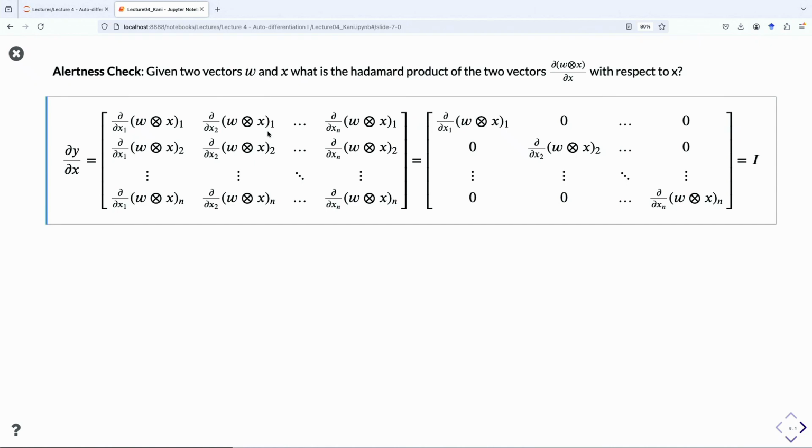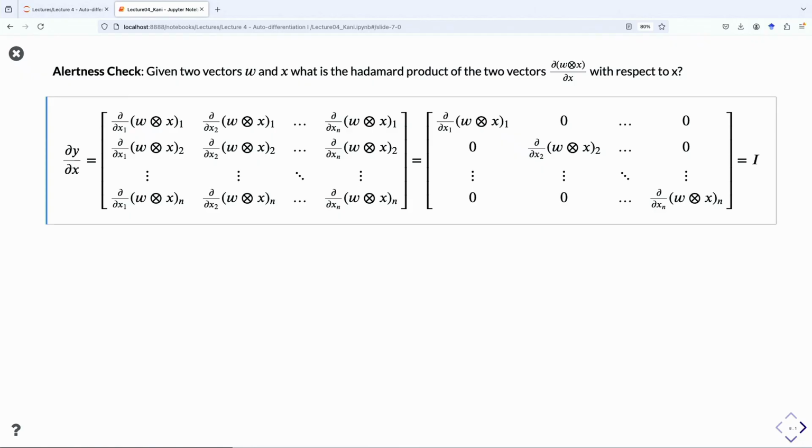So what we have, the Hadamard product of w and x, is simply w1 times x1, w2 times x2, w3 times x3, that sort of thing, right? And then we have to take the derivative with respect to x1, x2, x3, x4, xn, right? So we get a matrix there, right? Because w times x is a vector, and you're taking the partial derivative of a vector with respect to x, so you're supposed to get a matrix out of it, right? So that much is clear. We have to end up with a matrix.